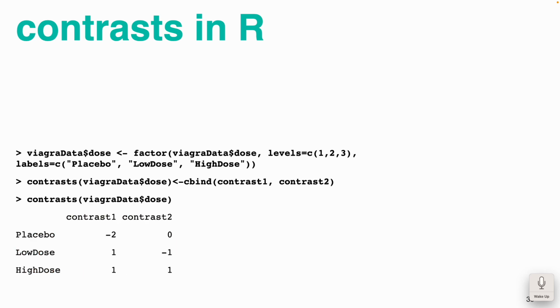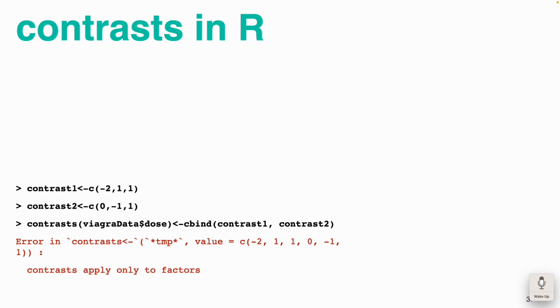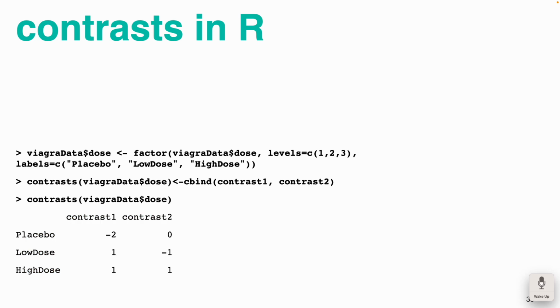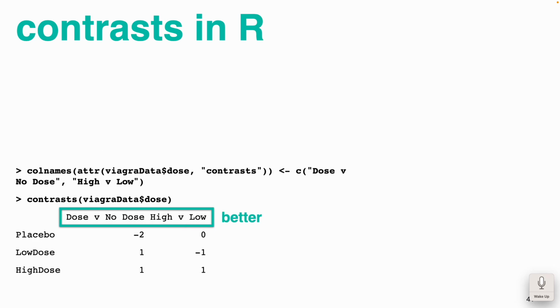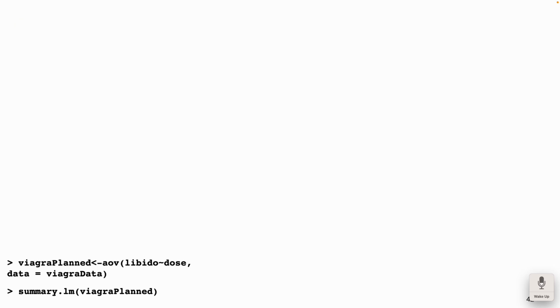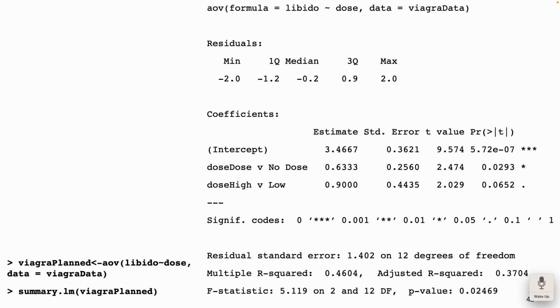So the way you do this in R is you type them in, and you have contrasts of the variable, and you put them in. They're now an attribute of that variable, and so analysis of variance knows how to use this. Then if you run AOV, again, we want to rename our values, dose versus no dose, high versus low. And if we do this, we actually have outcomes here. And what do we conclude from this?